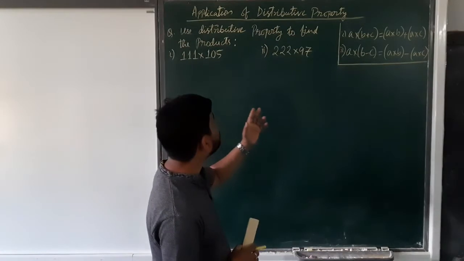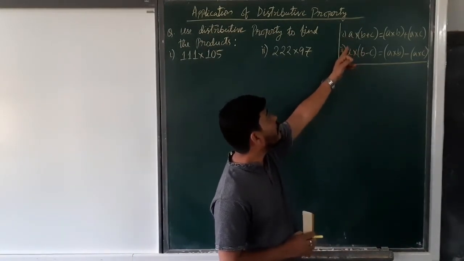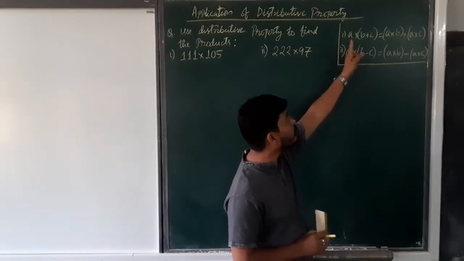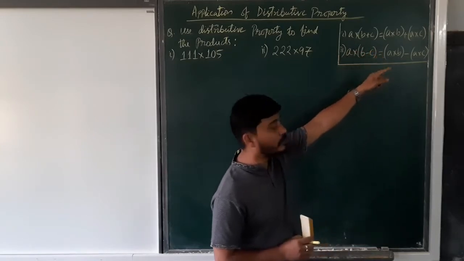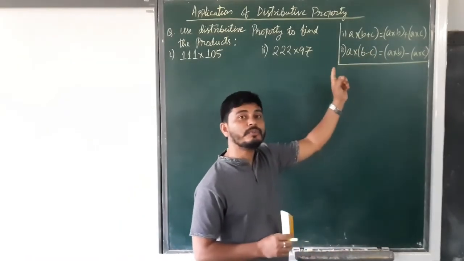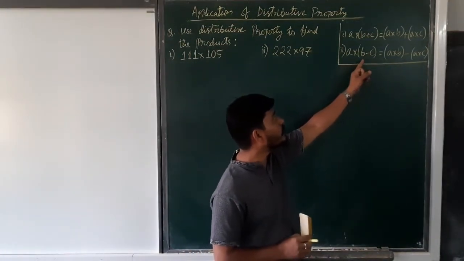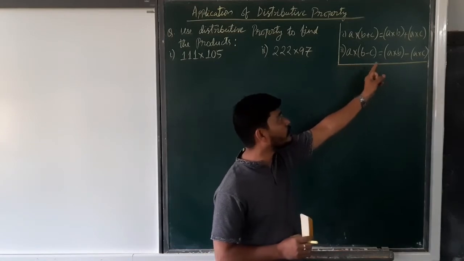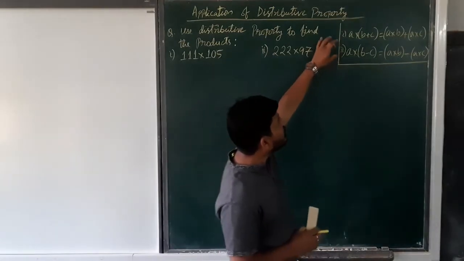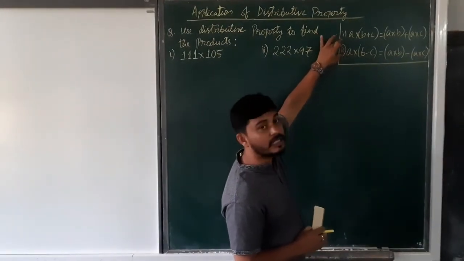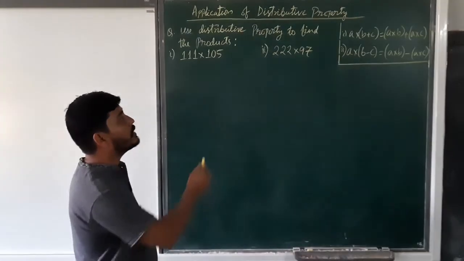Now, what was distributive property? We had two properties. Distributive property of multiplication over addition, that is a into (b plus c) equals a into b plus a into c, and distributive property of multiplication over subtraction, that is a into (b minus c) equals a into b minus a into c. So we will see the application of both these properties through these two example sums. So let us see how it is applicable.